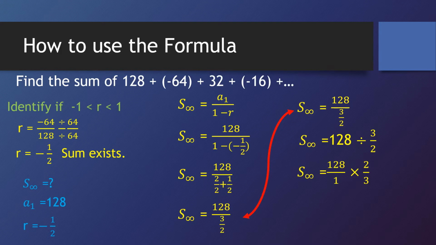Then instead of dividing the numbers, we're actually multiplying now. So that's the process in dividing fractions: get the reciprocal of the divisor, then proceed to multiplication. All we have to do now is to multiply numerator to numerator, denominator to denominator. So we will have s sub infinity is equal to 256 over 3. So if you add 128 plus -64 plus 32 plus -16 and so on, the sum is 256 over 3.